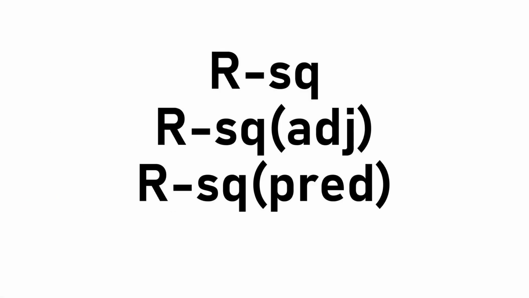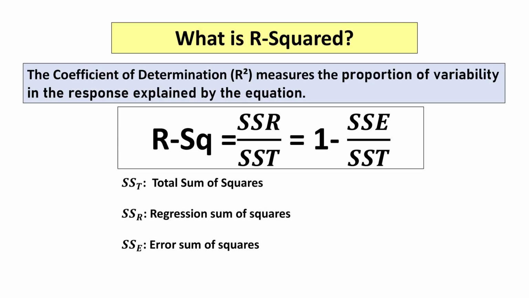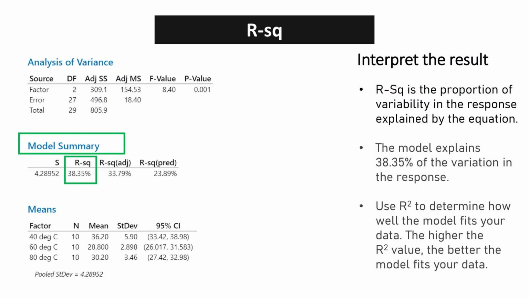R-squared, adjusted R-squared, and R-squared predicted. R-squared measures the proportion of variability in the response explained by the equation. The model explains 38.35% of the variation in the response. Use R-squared to determine how well the model fits your data. The higher the R-squared value, the better the model fits your data.